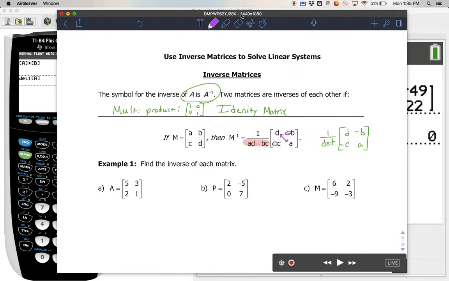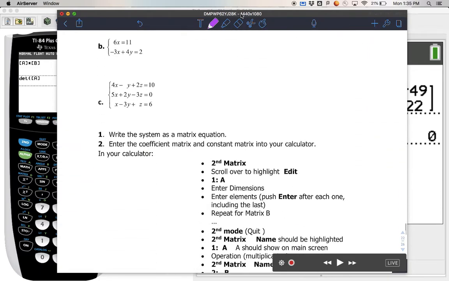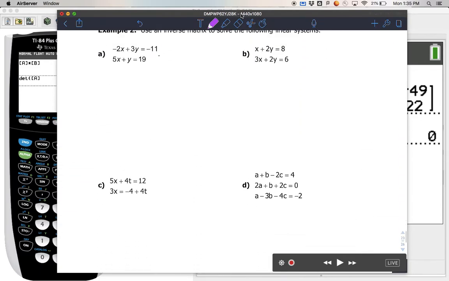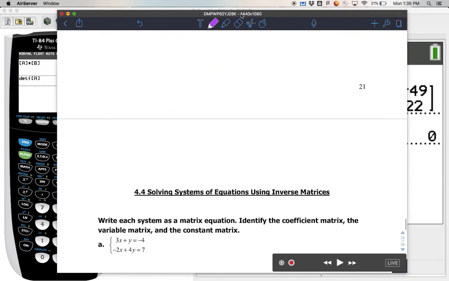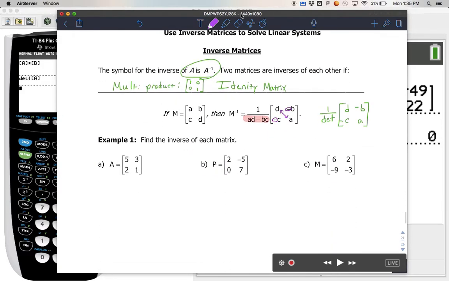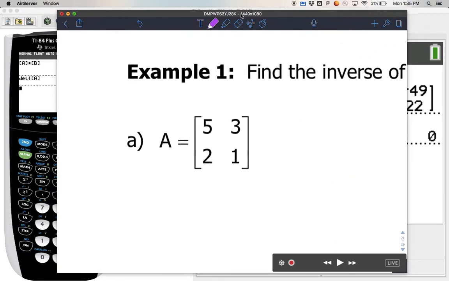All right, and then tomorrow we're going to use those inverse matrices to solve systems of equations, which is going to be really, really helpful. It's going to speed it up a lot, but let's get the inverse matrices going.